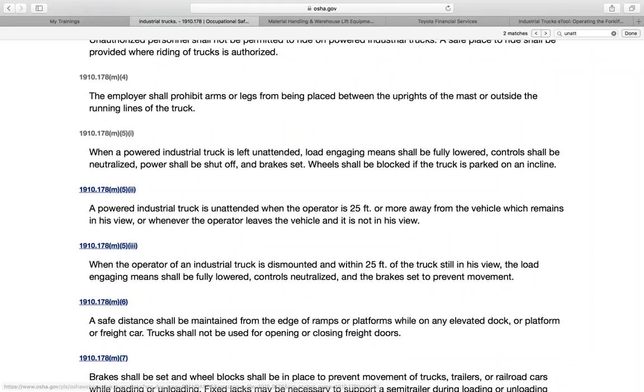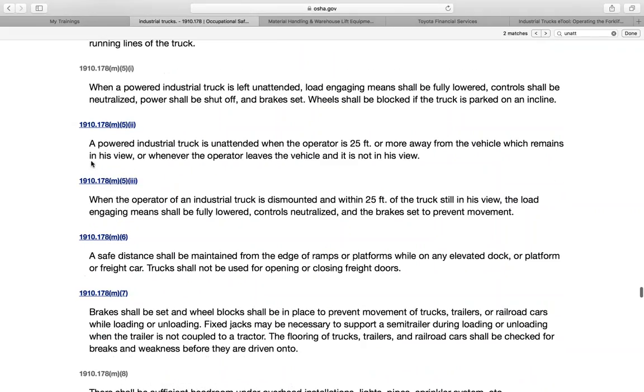So when a powered truck is left unattended, what do we have to do? We have to fully lower the forks. We have to put the controls in neutral. We have to shut down the power, and then we also have to set the brake. If it's on an incline, we'll probably have to be doing some chocking or blocking as well. But look at this. What's the definition of unattended?